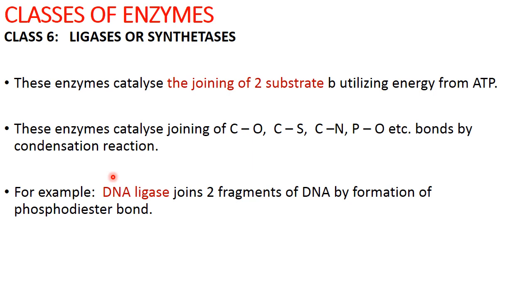One example that you are going to read frequently later on also is DNA ligase. What is it going to join? Two fragments of DNA by formation of phosphodiester bond. So this was all about the various classes of the enzyme, and you have to write these classes in this particular order, because this is the order that IUB has given.